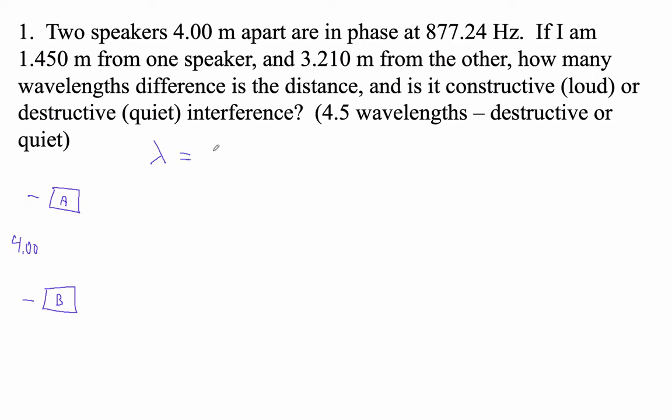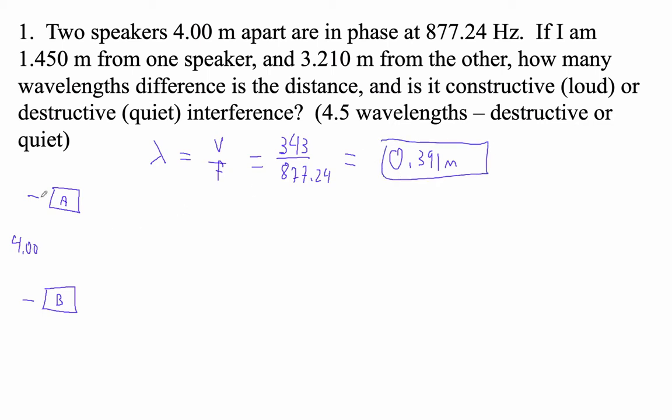Wavelength is going to be velocity over frequency, right? So it's going to be 343, which is what we use for this whole test. And then our frequency is 877.24. So this ends up being 343 divided by 877.24. That is 0.391 meters is our wavelength.